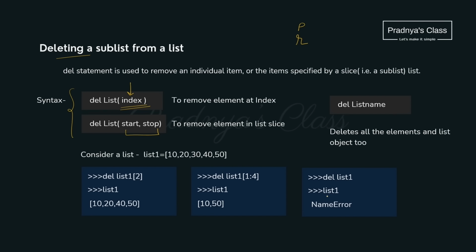That's why when we try to print it, we get a NameError. It means list1 doesn't exist. Here is the first form of the del statement. We are providing an index. It is clear from the output that the element at index 2 got deleted. In the second example, we are providing the range. Accordingly, the elements get deleted.